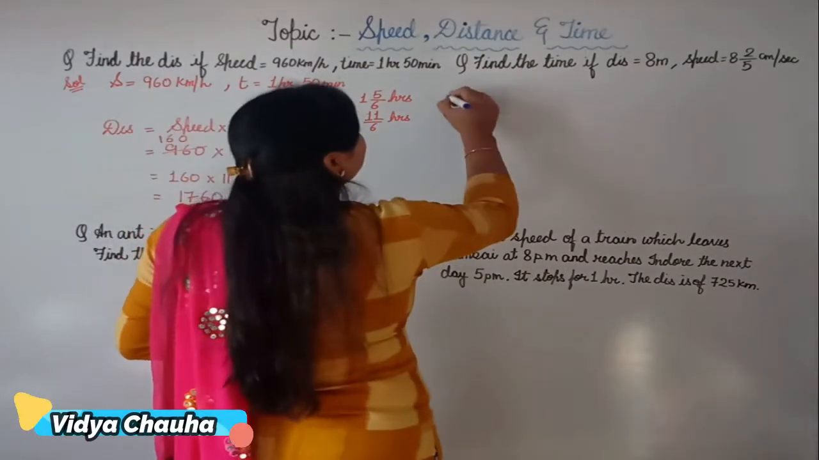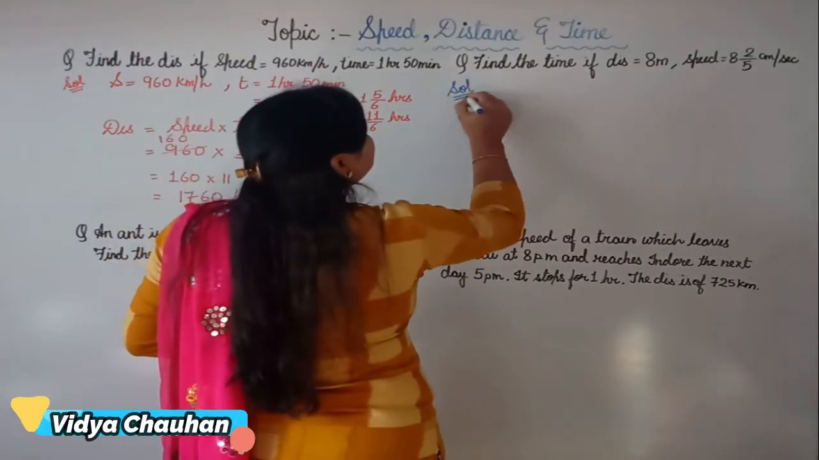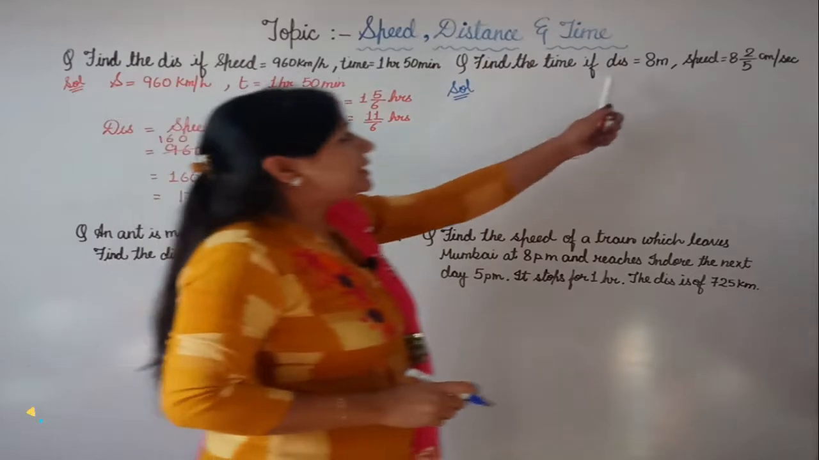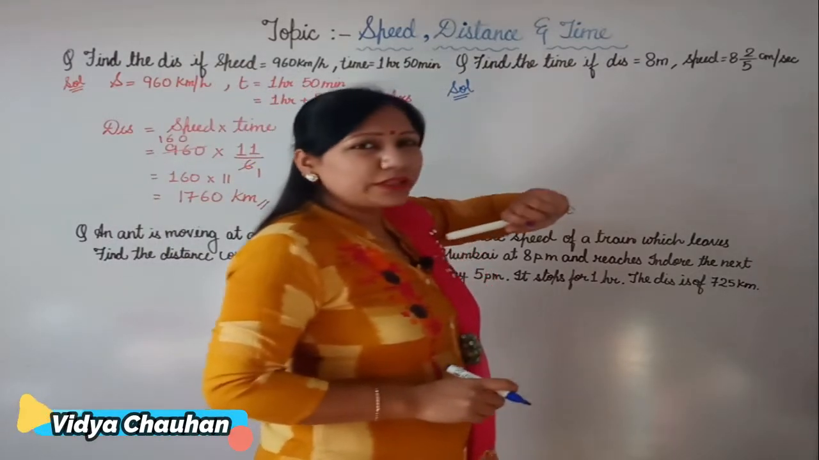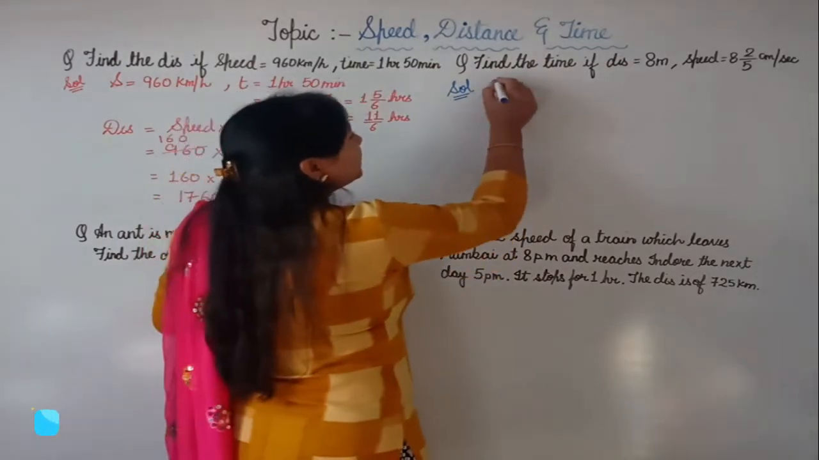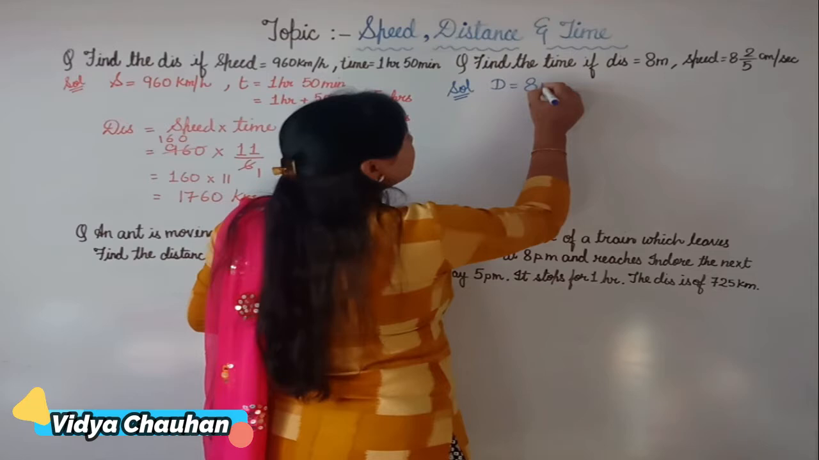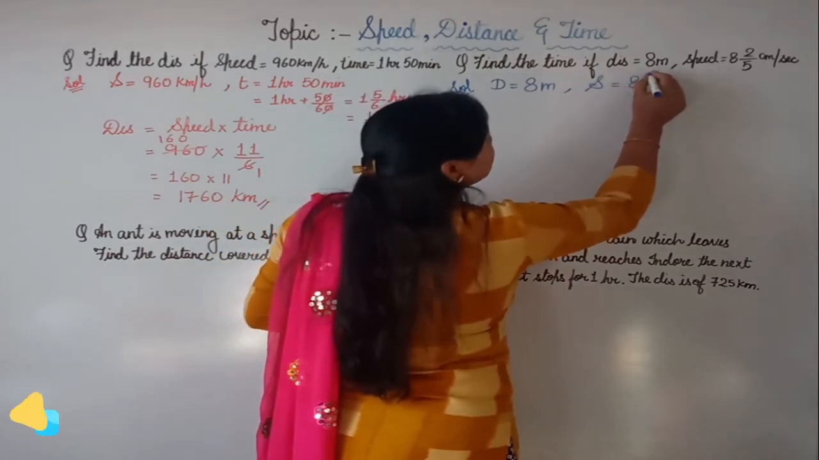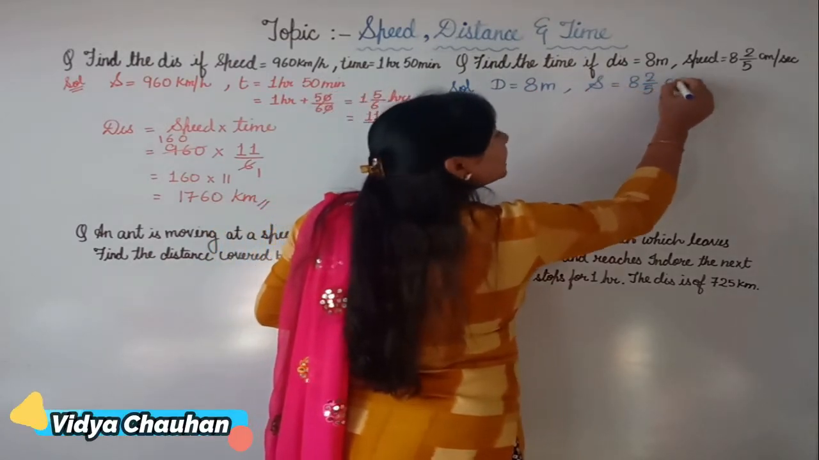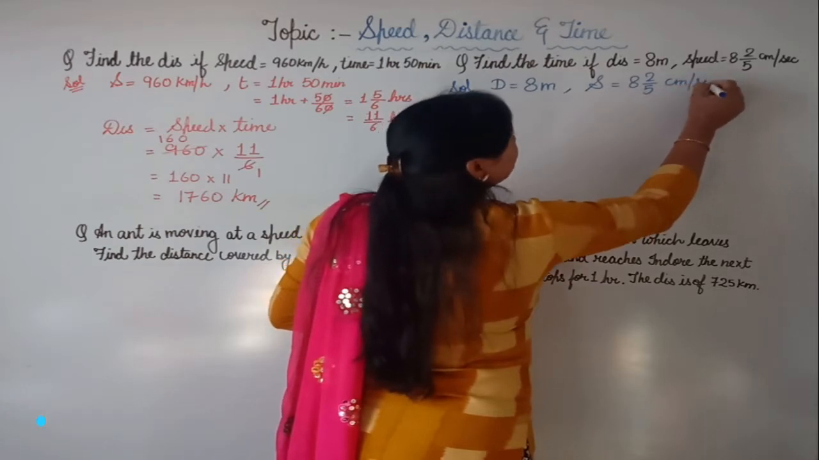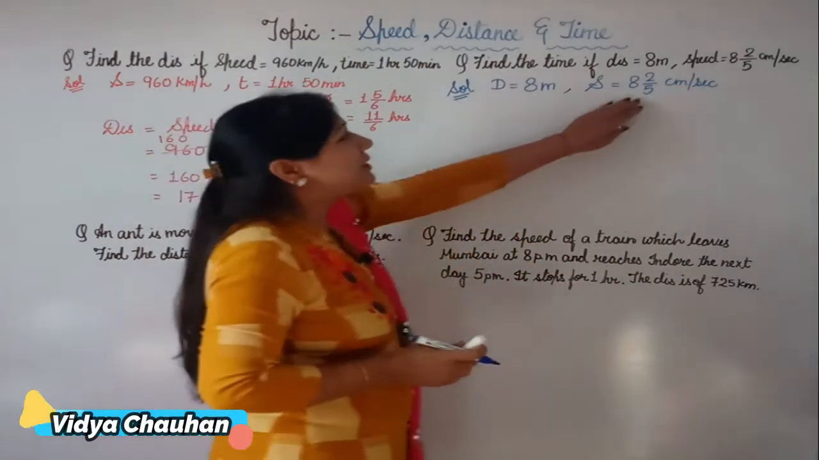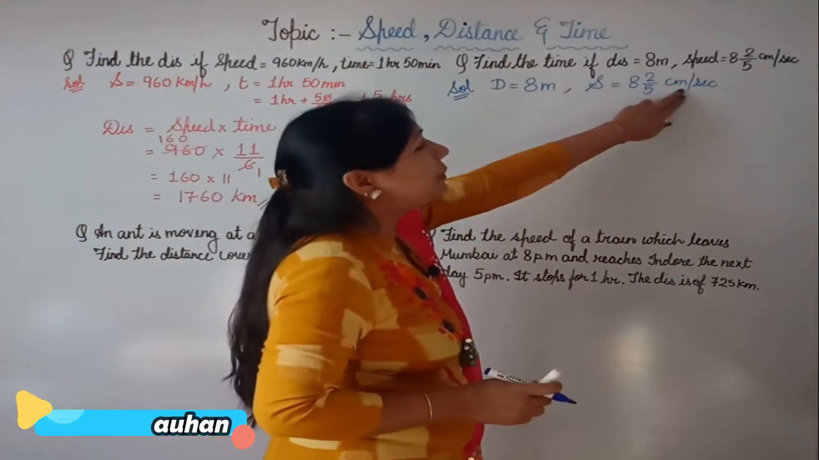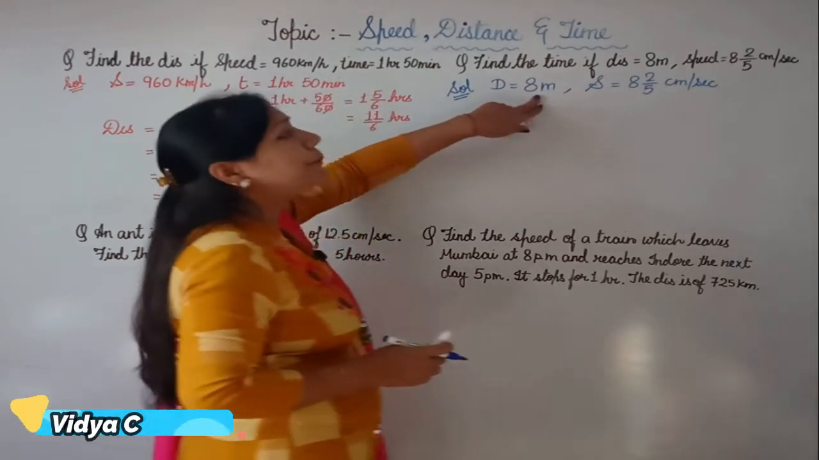Coming to the second question. In the second question, you have to find the time when distance and speed are given to us. The distance given to us is 8 meter and the speed given to us is 8 and 2 upon 5 centimeter per second. Now the problem is speed is given in centimeter per second and distance is in meter.